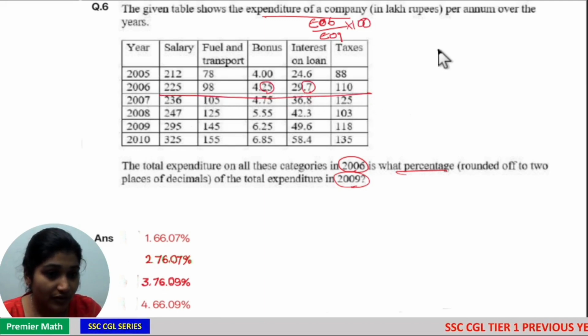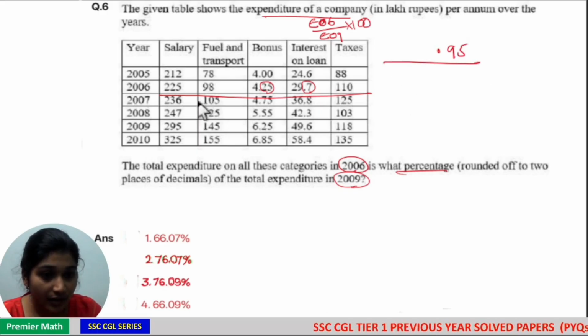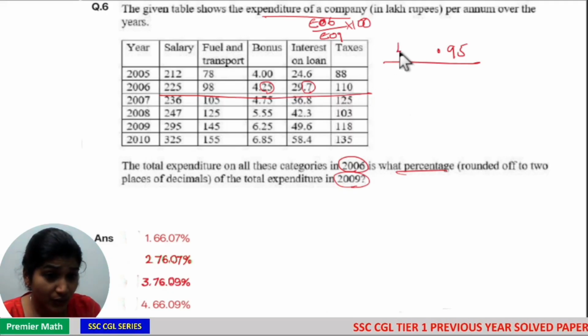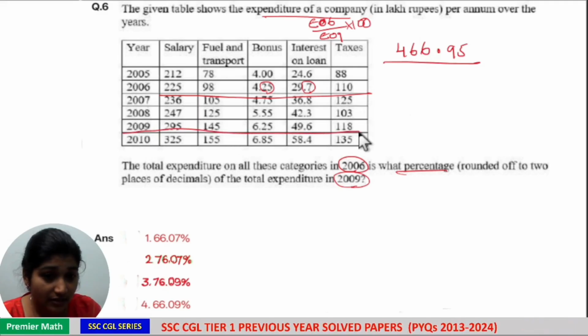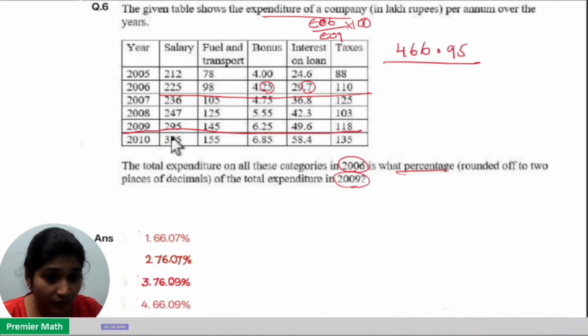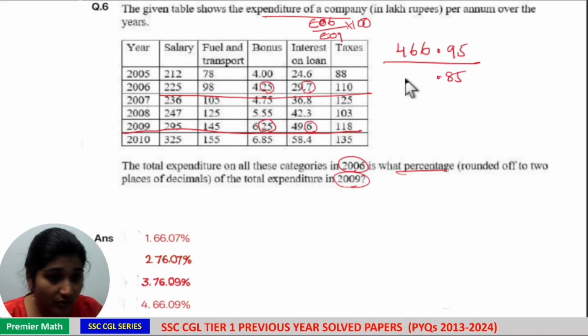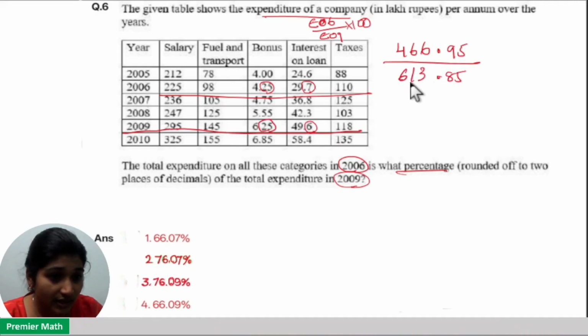0.7 plus 0.25 is equal to 0.95. And here 225 plus 100 is 325, 325 plus 2 is 327, 327 plus 100, 427, 427 plus 39 is equal to 466. Same way, if you calculate 2009 expenditure, just add the unit digit together. Here 0.25 plus 0.6 is equal to 0.85. Same way, if you add this all, this will be equal to 613.